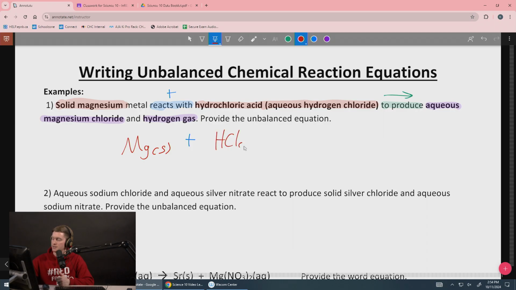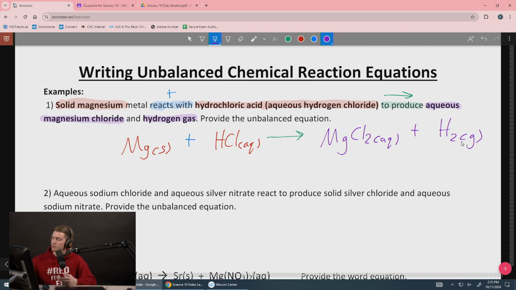Hydrogen and chloride together, HCl. To produce, we put a reaction arrow in, aqueous magnesium chloride. Magnesium chloride is MgCl2. And the reason it's not just MgCl, if you go back to your ionic compound building, magnesium has a charge of 2+, chloride has a charge of 1-, so magnesium chloride has to be MgCl2, and hydrogen gas.